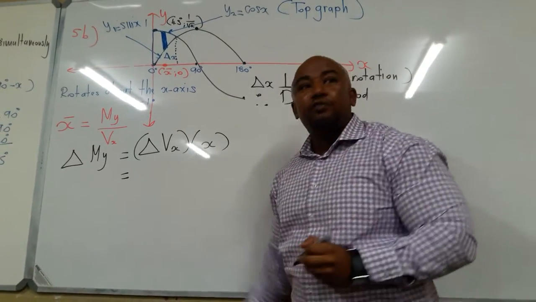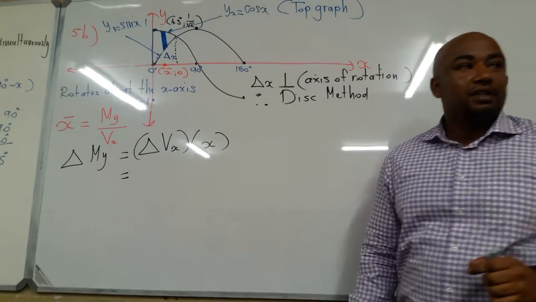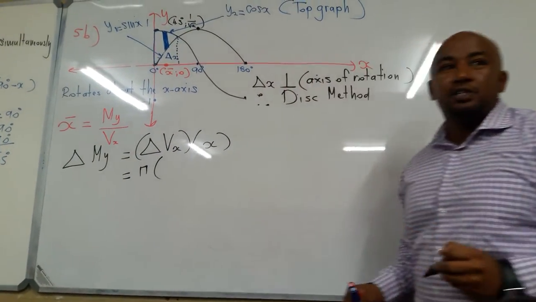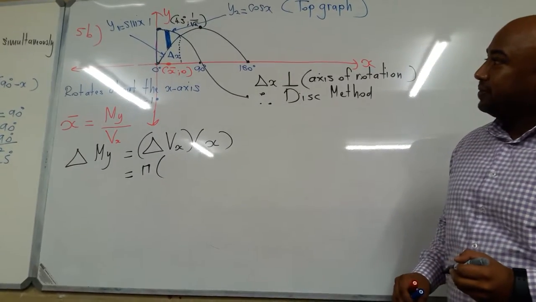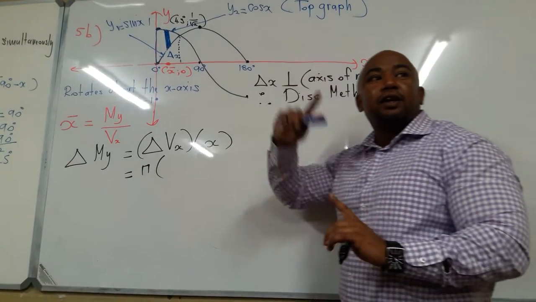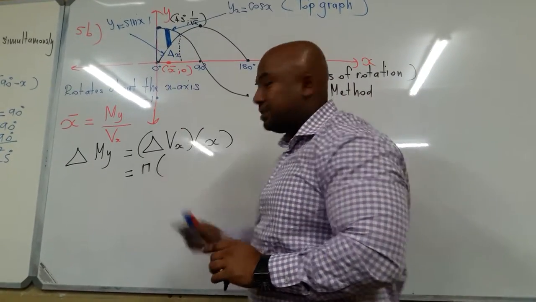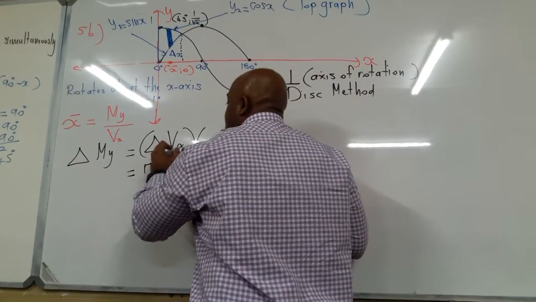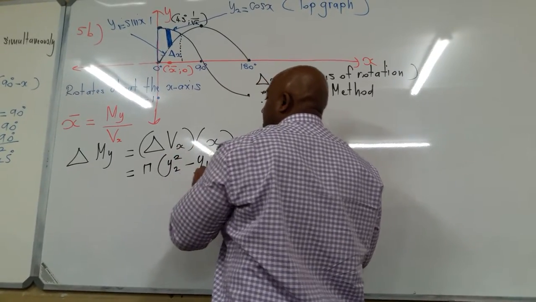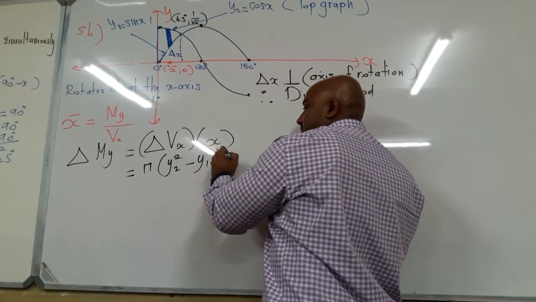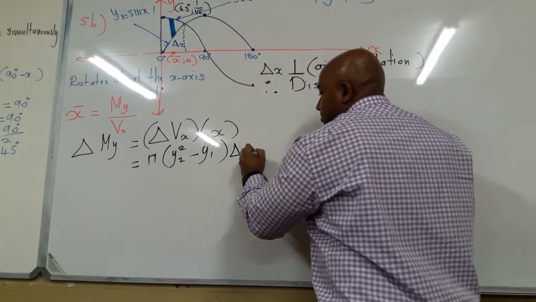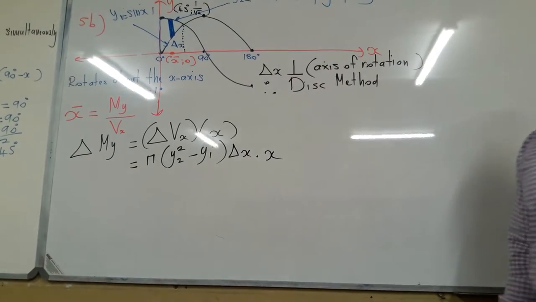So when we are writing down our formula, we need to write down the formula for the disk method. So it's going to be pi top graph minus bottom graph. Which is the top graph then? Top graph is y2. We are rotating about the x-axis. Our radius is in terms of y. So it's going to be y2 squared minus y1 squared. Don't forget, times delta x. That is a formula for the volume multiplied by your distance there, which is x.